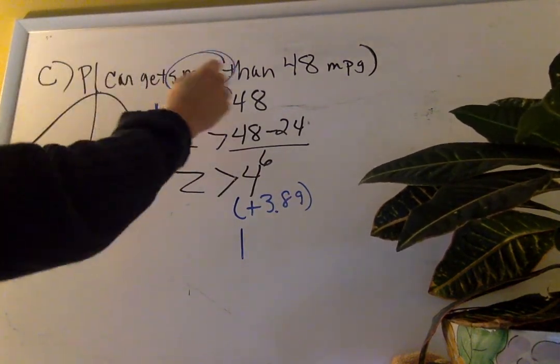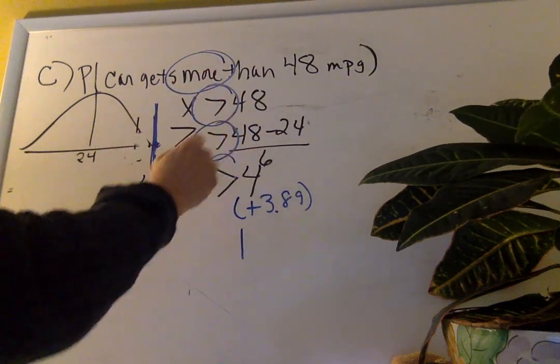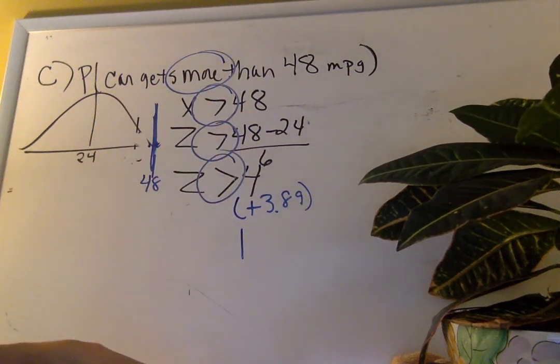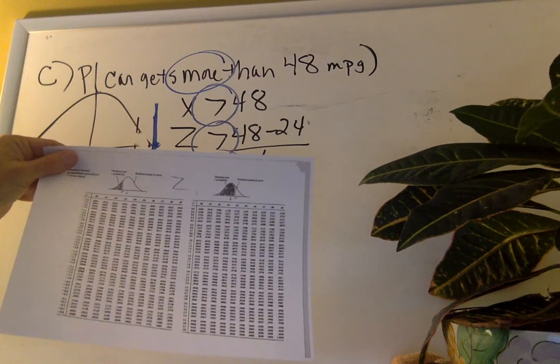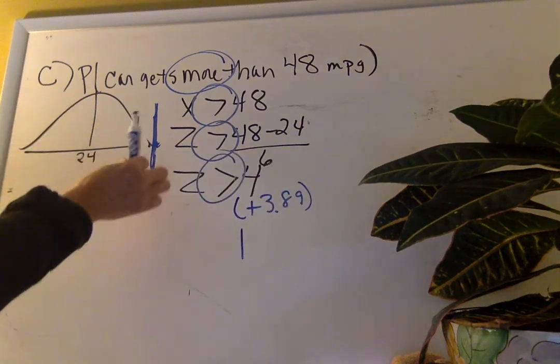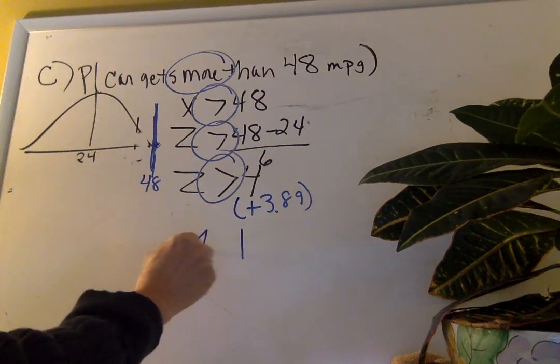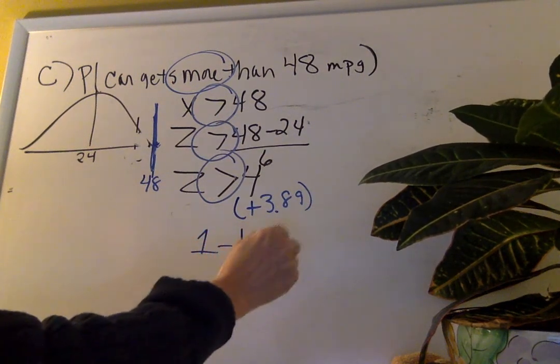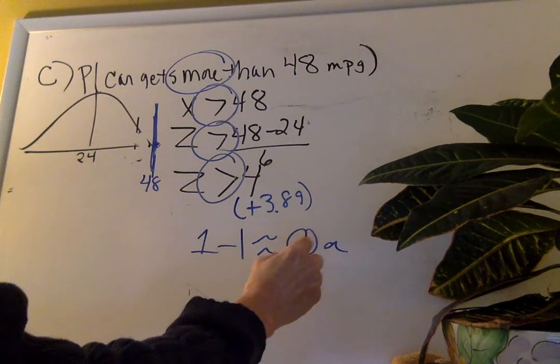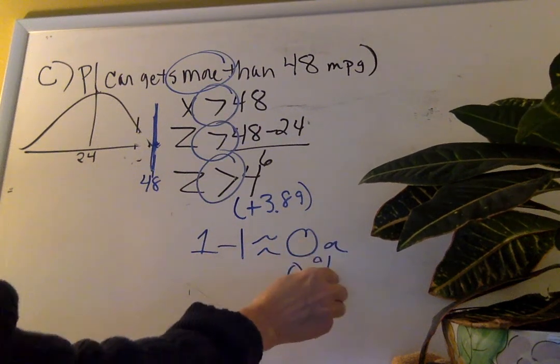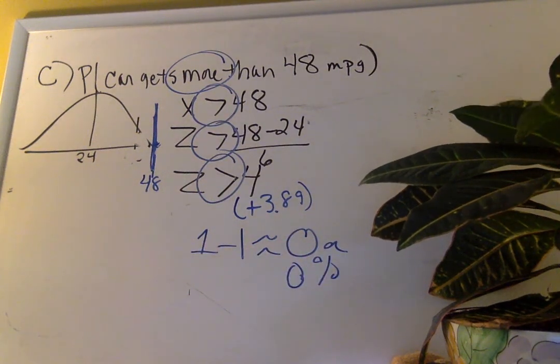It said more than, greater than. This z-chart gives me less than. This z-chart just gave me all of this area. So what do I have to do? I have to subtract it from 1. So it is 0, or you can say in decimal form 0, or 0%. The answer is approximately 0.